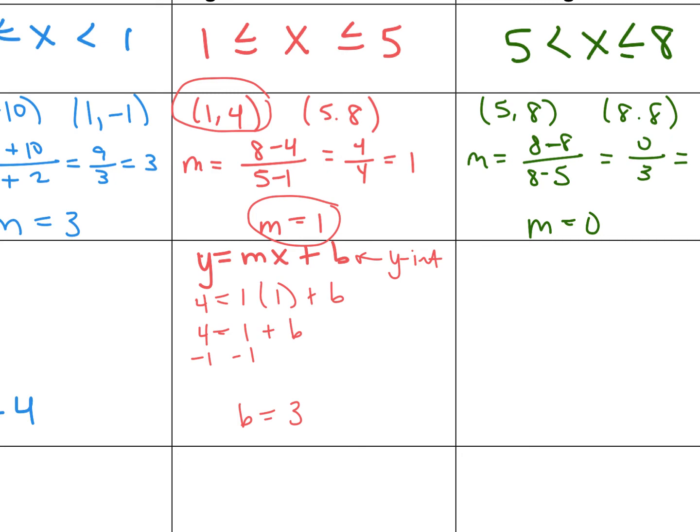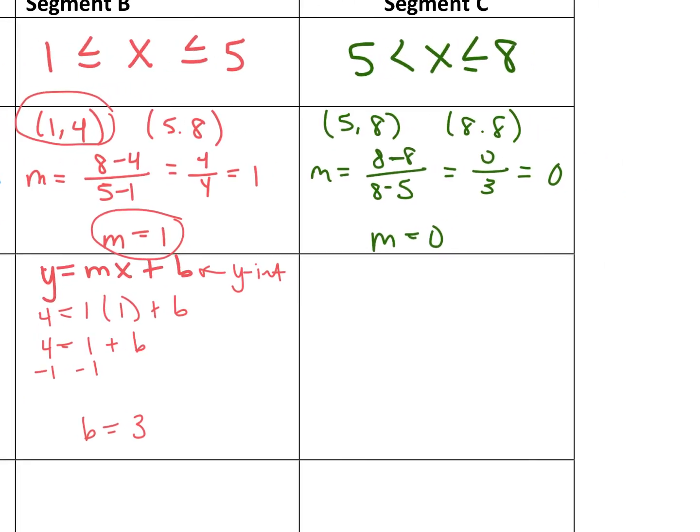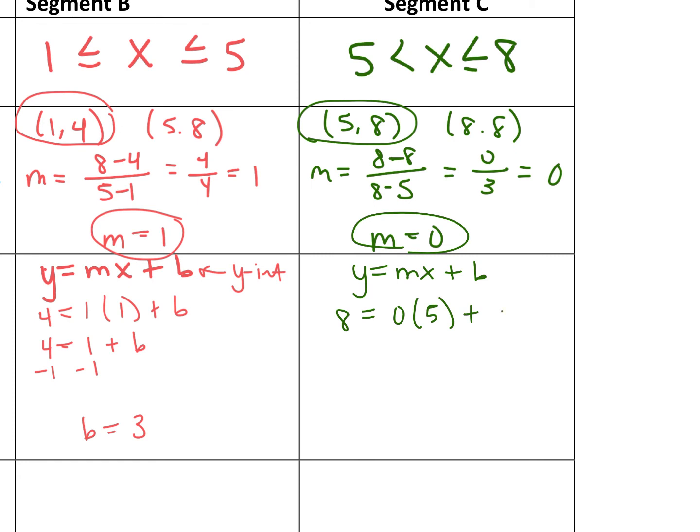All right, we can do the same thing for segment C. The reason we're able to do this is because these are linear functions. So because it's a linear function, we use y equals mx plus b. We have our x and y from the ordered pair, and we have our slope. Our m is 0. So let's plug in an 8 for the y. Our slope is 0 times the x from the ordered pair, which is 5, and then plus b, the y-intercept. So 8 equals 0 times 5, which is 0, plus b. Well, b plus 0 is just b, so our y-intercept here is 8.